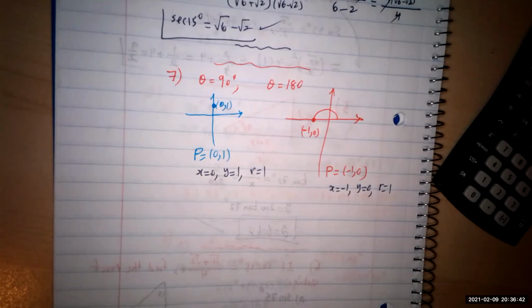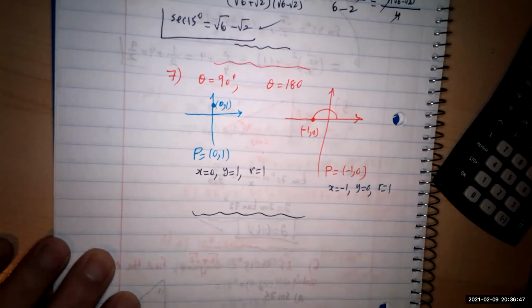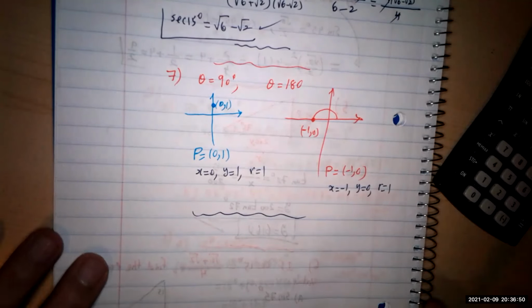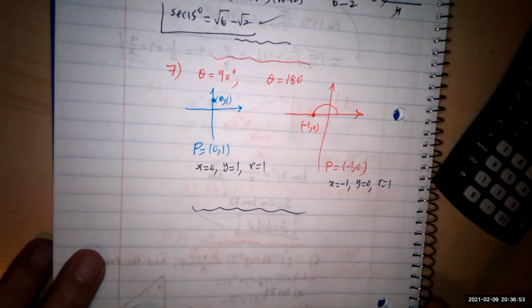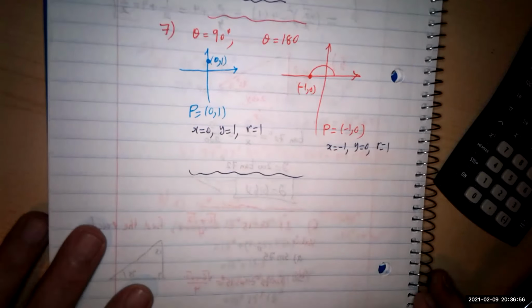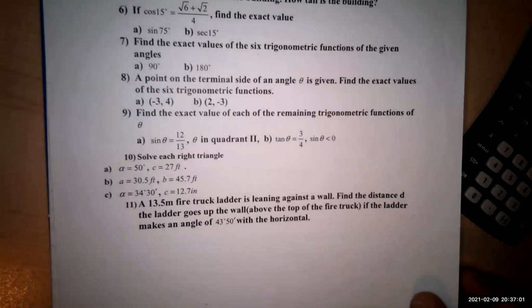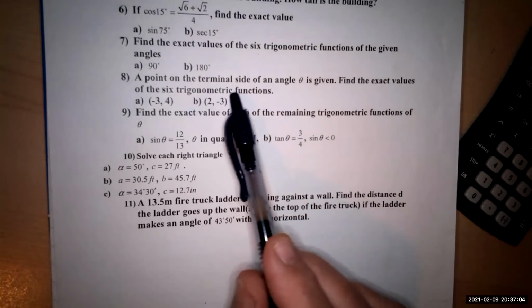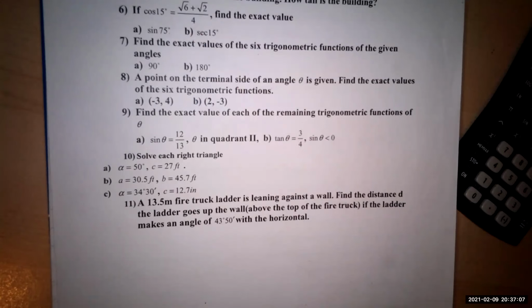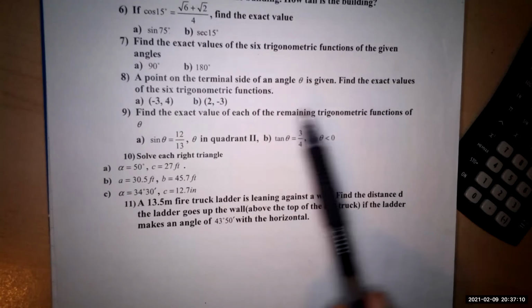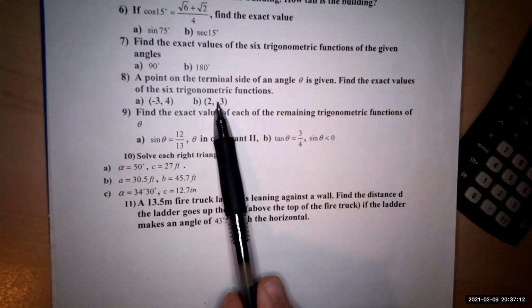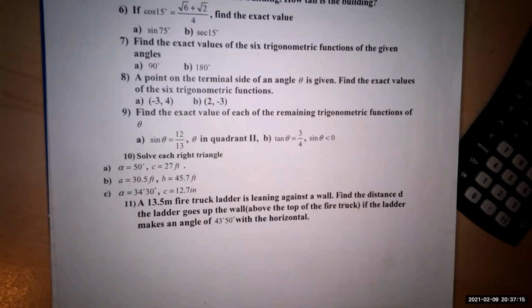8, 9, 10, and 11. Are you ready? 8, 9, 10, these are the ones that we talk about tonight. Number 8, a point is given to you. We have an angle whose terminal side passes through this point. So this is the point associated with the given angle, and you want to find the 6 trigonometric functions.